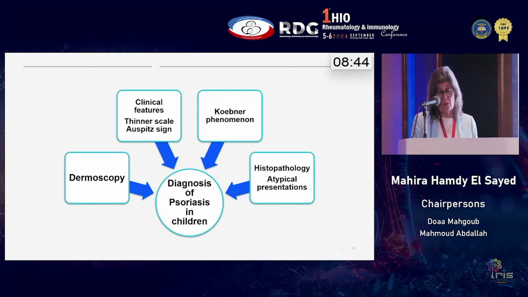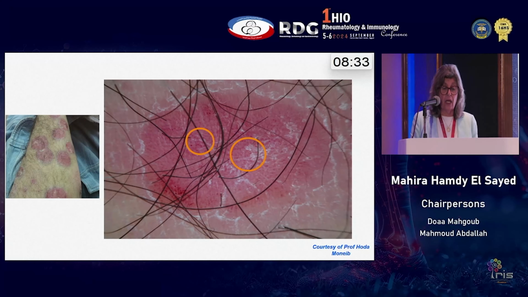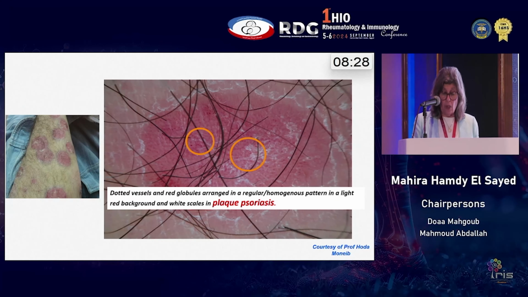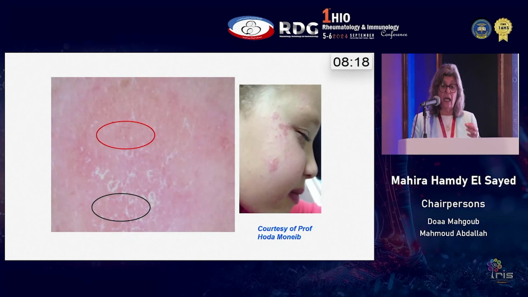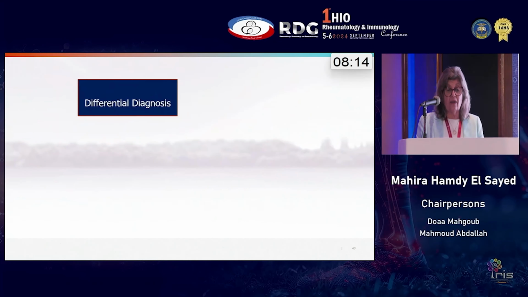Sometimes it's hard; this is dermoscopy in my hip sometimes. I only biopsy the patients if I suspect something or if I cannot really reach a clinical diagnosis, because biopsy in children is hard. This is courtesy of my dear colleague, Professor Hoda Munib. With dermoscopy, I will find dotted vessels and red globules arranged in a regular homogeneous pattern. Professor Mahmoud a while back showed you how it looks. It's also very helpful in areas where there are no scales in the lesion itself.